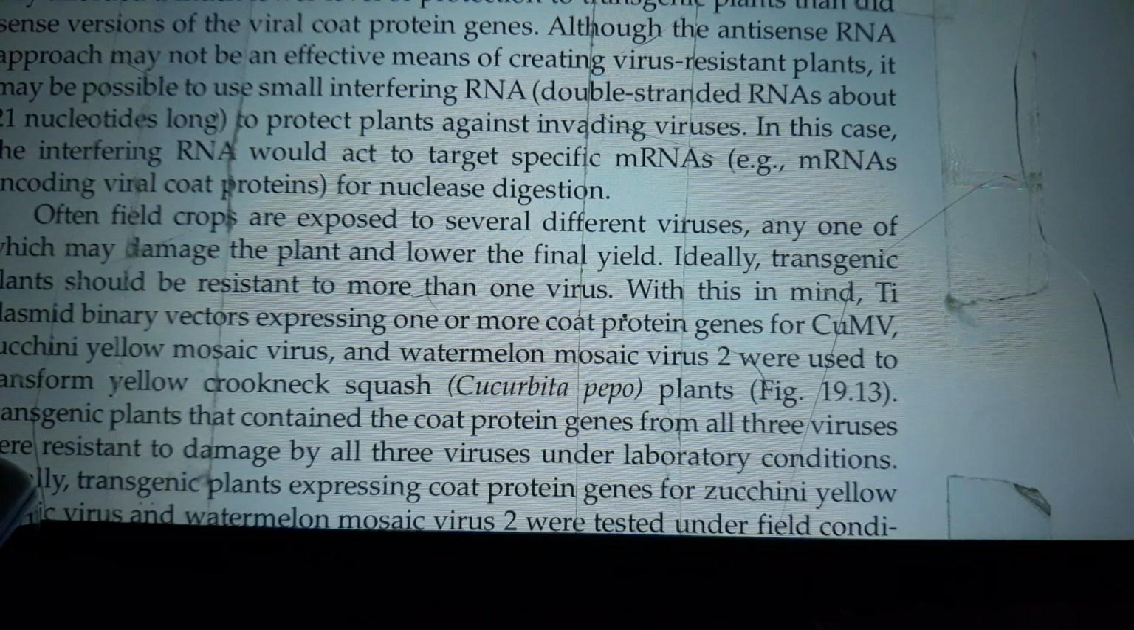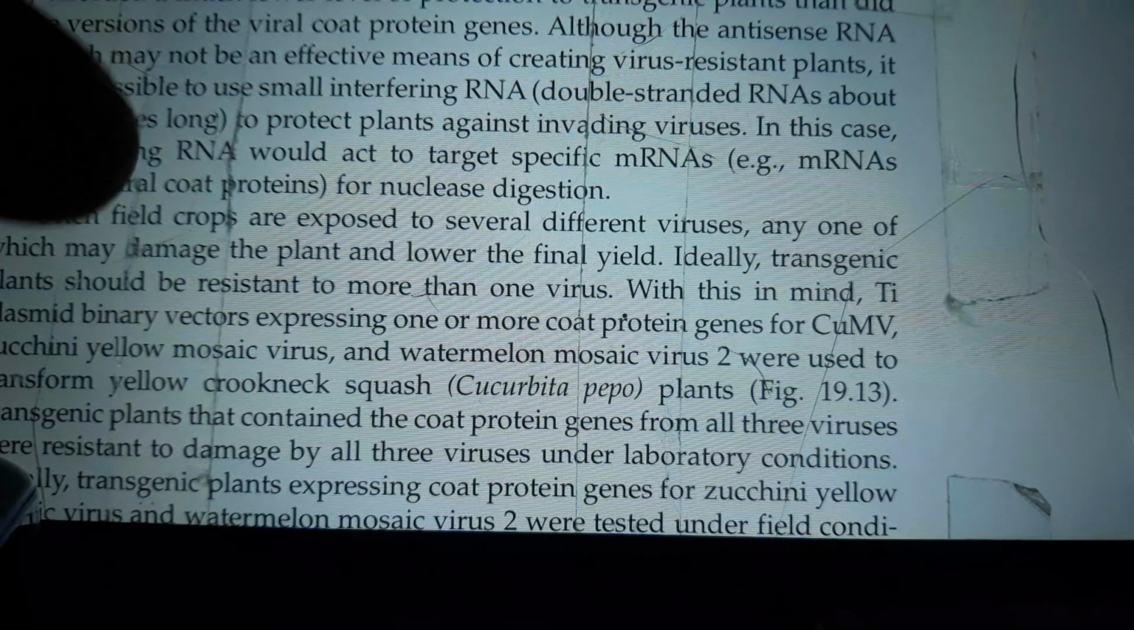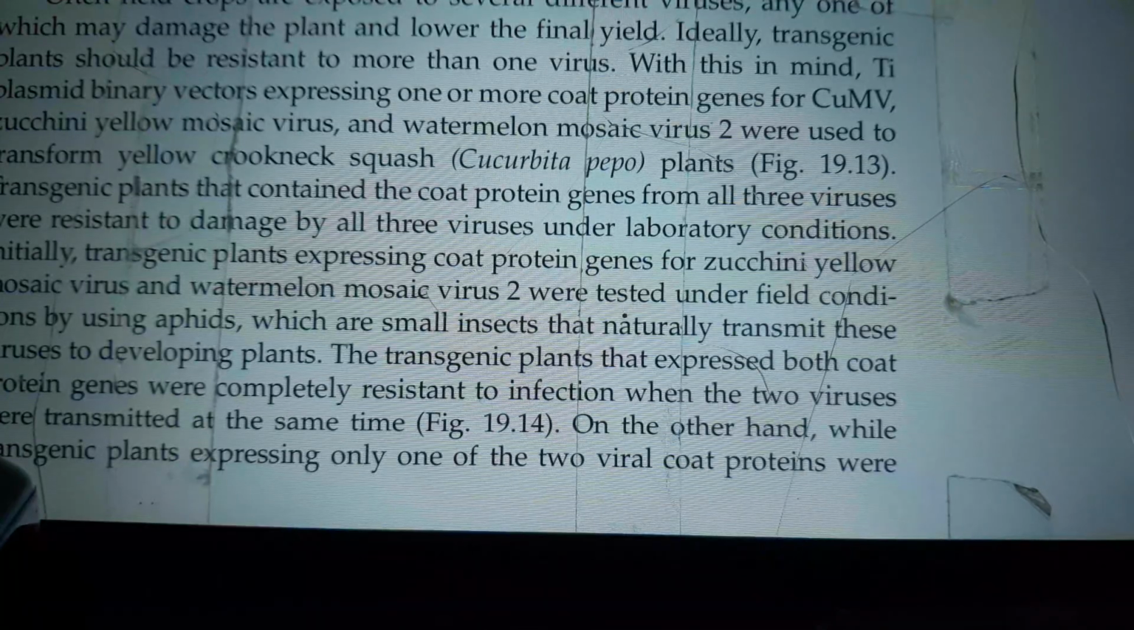And often, field crops are exposed to several different viruses, any one of which may damage the plants and lower the final yield. Ideally, transgenic plants should be resistant to more than one virus. With this in mind, Ti plasmid binary vectors expressing one or more coat protein genes for CUMV, zucchini yellow mosaic virus, and watermelon mosaic virus 2 were used to transform yellow crookneck squash, Cucurbita pepo, plants.